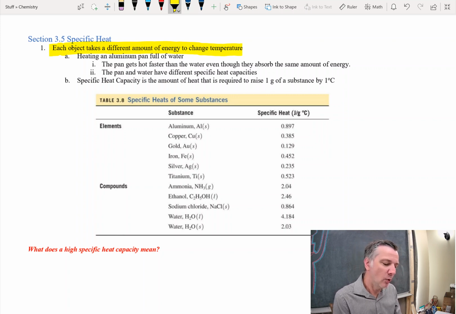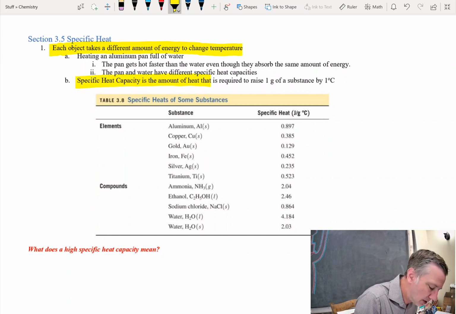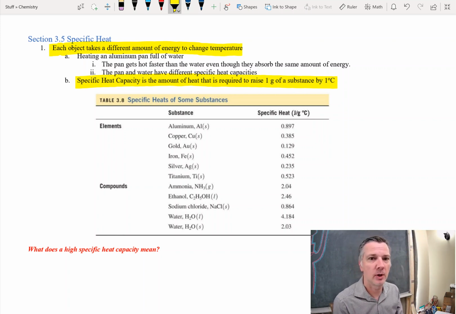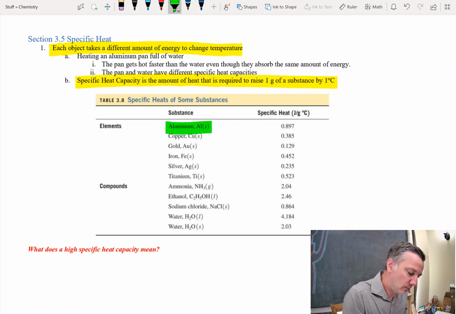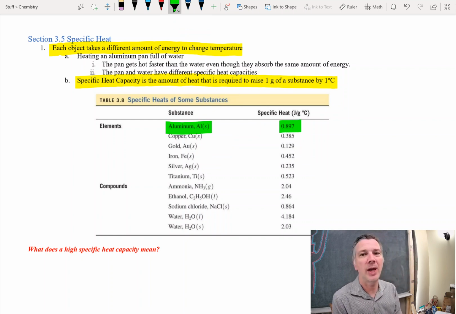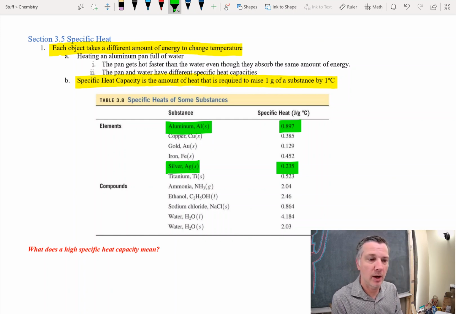Now, for specific heat, we're usually talking about the amount of heat that's required to raise 1 gram of a substance by 1 degree Celsius. So, for example, let's look at aluminum, which has a specific heat of 0.897, and then silver, which has a specific heat of 0.235. First of all, let's talk about the units.